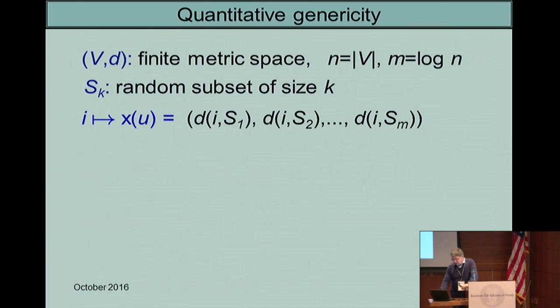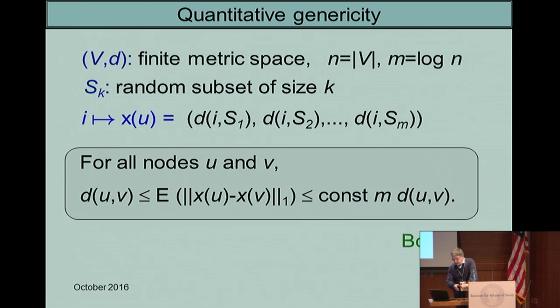So this way you embed the metric space into a linear space. And there is a famous theorem of Bourgain which says that for all nodes u and v, with d their distance in the metric space, if you look at the expectation of the L1 distance of the two assigned points, then in expectation, up to a logarithmic factor, where m is log n, this is essentially the same as the original distance.